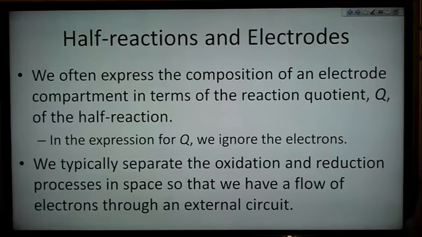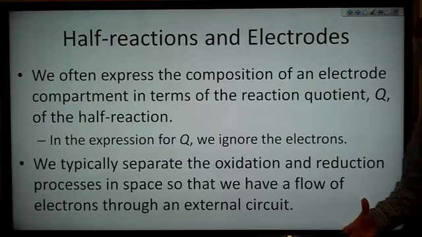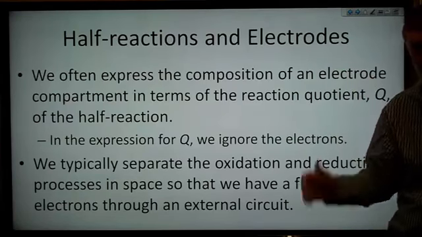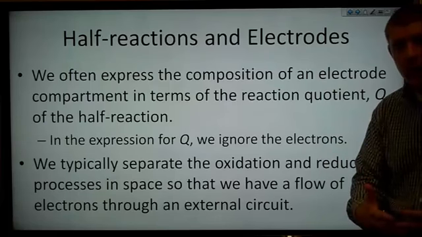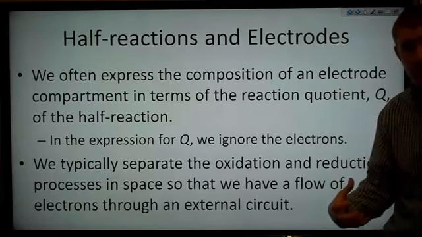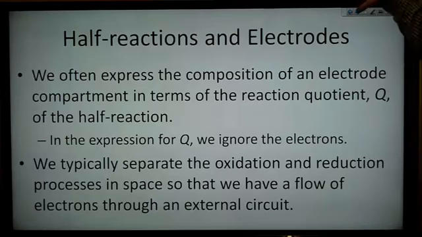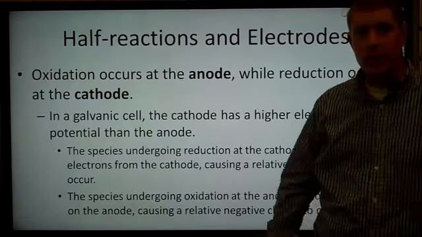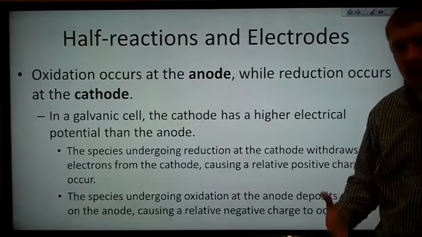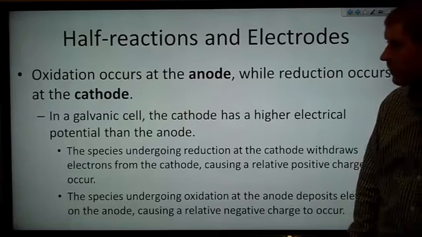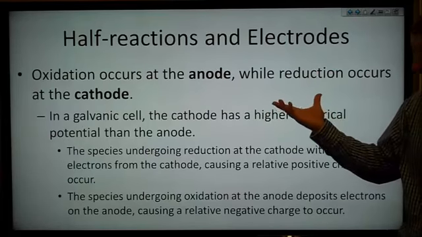So we typically separate the oxidation and reduction processes in space so that we have a flow of electrons through an external circuit, like what was shown on the last slide, so that we can do some work. If we have both of them occurring in the same place, in the same beaker, then we can't extract any of that energy to use as work. And we'll basically just get lots of energy out as heat. Which is great if we want heat, if we're cold, if it's the wintertime, but if we want to be able to turn on the lights or recharge a battery, we want to be able to get that energy out. So oxidation occurs at the anode, and reduction occurs at the cathode.